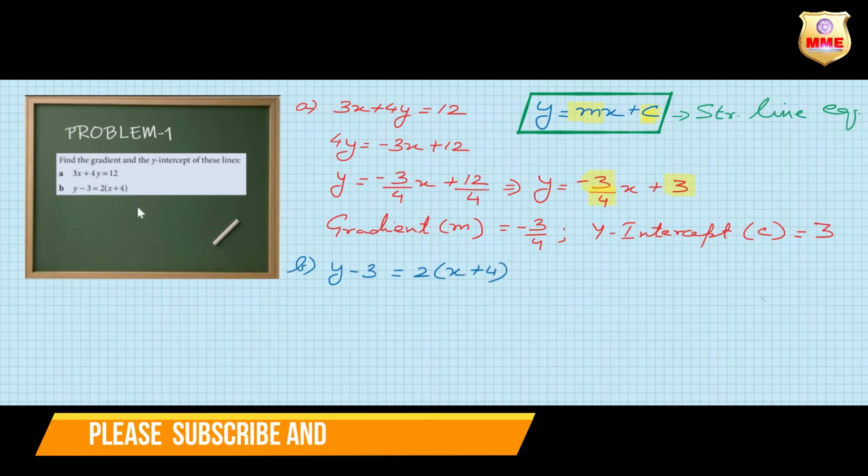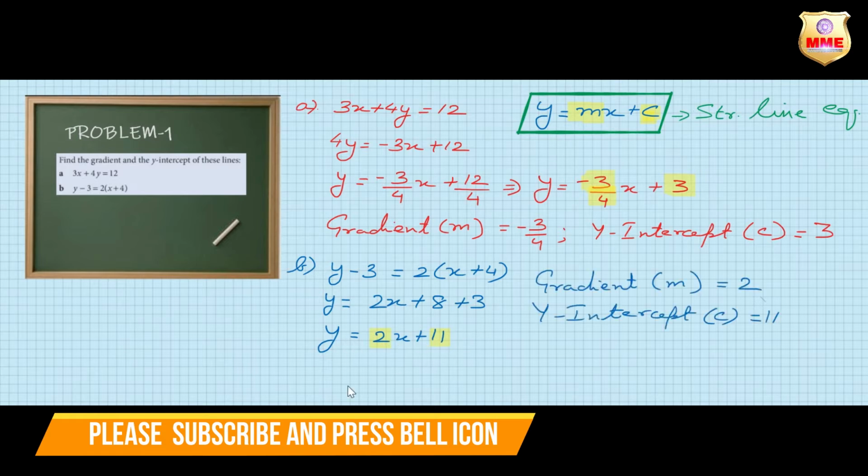Now we come to the problem b, and that is y minus 3 equal to 2x plus 4. In the similar fashion to what we have done in the earlier problem, we have to bring this particular equation into the standard format. So on further solving, we get this particular standard format of straight line. Now we can compare this equation directly in the standard format. So as you can see here, the gradient m will be 2 and the y-intercept will be equal to 11 from the given equation.